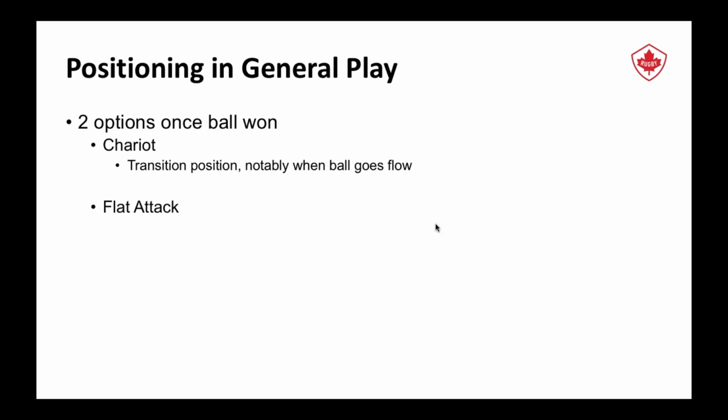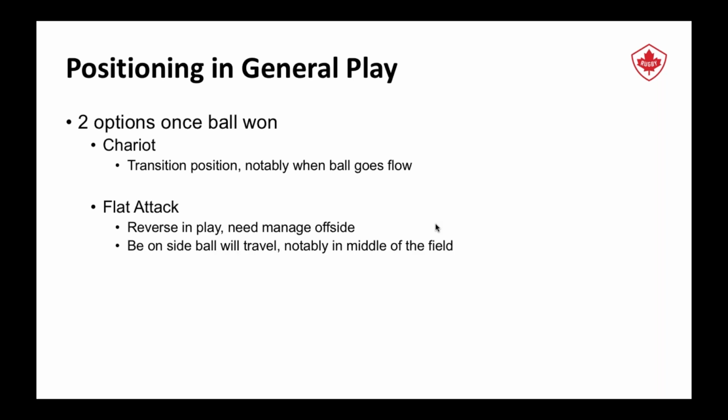And then the second, more popular option outside of the chariot is our flat attack, or when close to the defensive line. So this tends to be the position we take when we have a reverse in play. We've gone from one side of the field to the other and we're coming back, or we might be in the middle of the field and we might be alternating. We might be turning back from where we came, and these are things we need to be aware of as we go through a game.